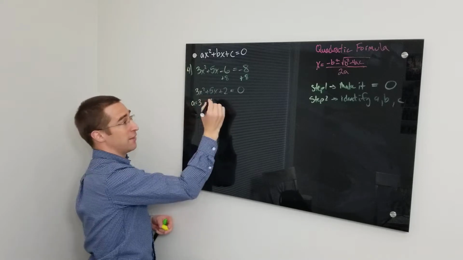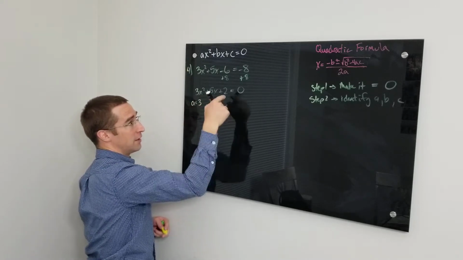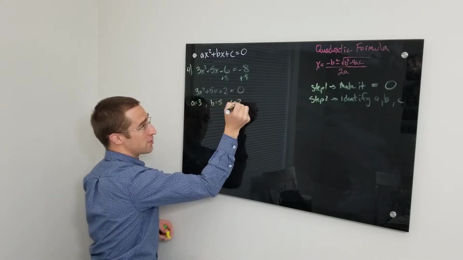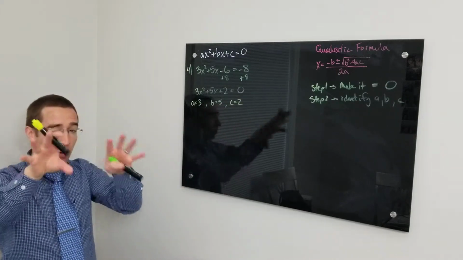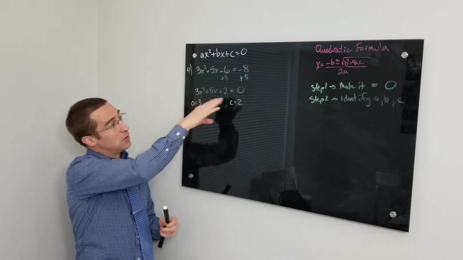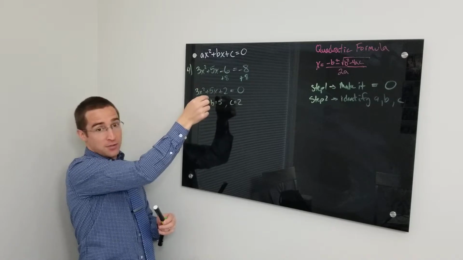That number is 5. B equals 5. That number is 2. C equals 2. Right, and the order doesn't necessarily matter. We could rewrite this like 5x plus 3x squared.